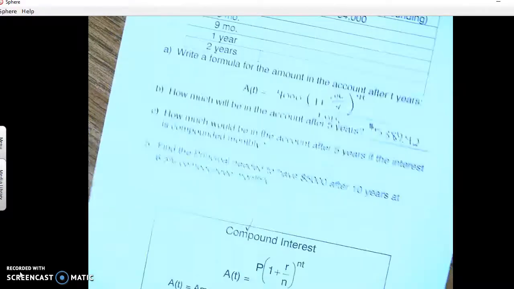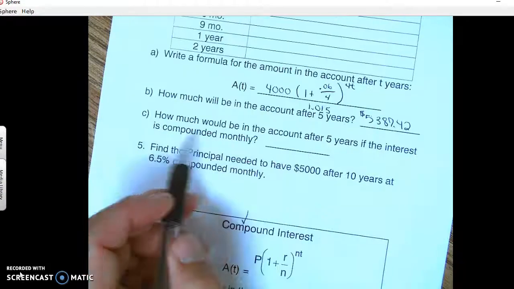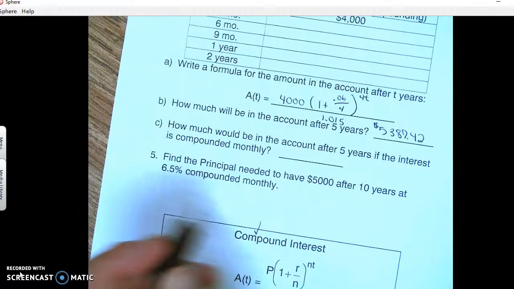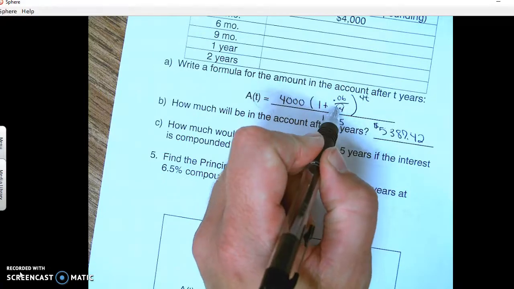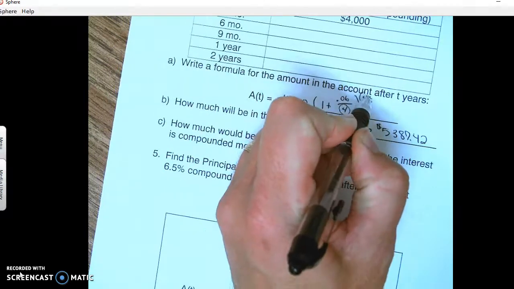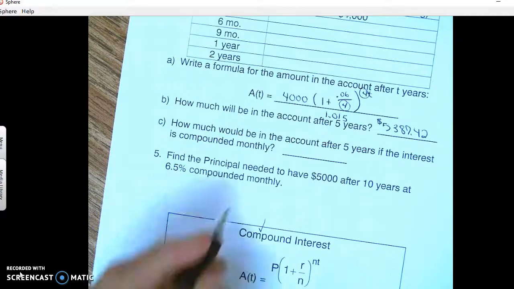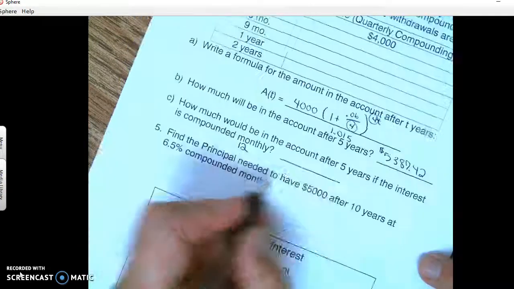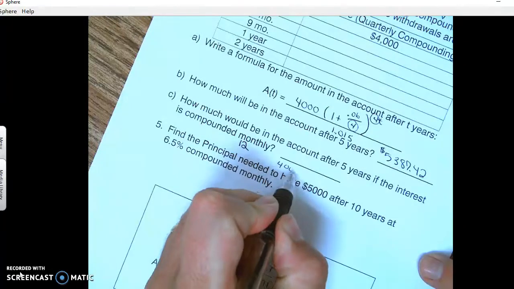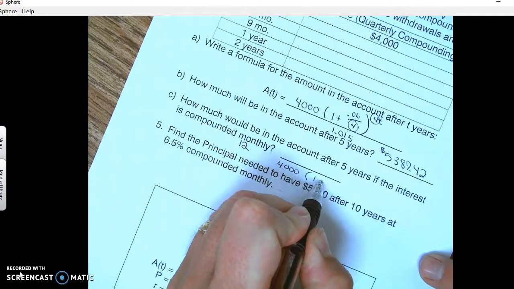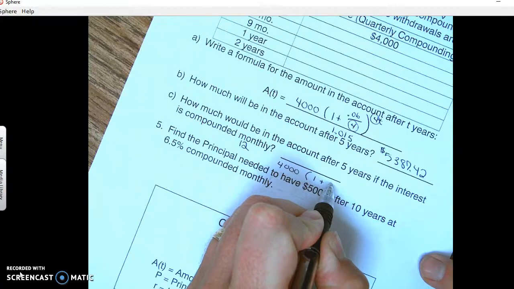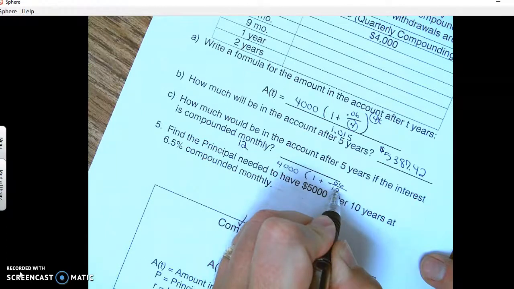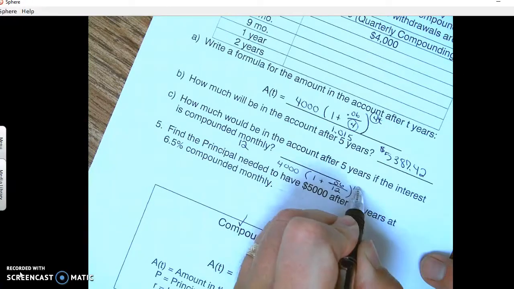Now on the next question, it says how much would be in the account after 5 years if the interest is compounded monthly? So this number would change to monthly, which would be 12 times a year. So we would have 4,000 times 1 plus the rate, which doesn't change here. What changes is it's compounded monthly, so 12. And that would be 12 times 5.